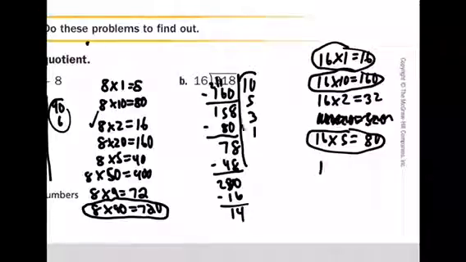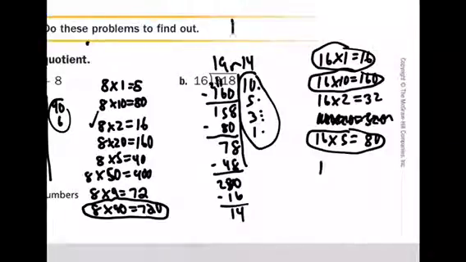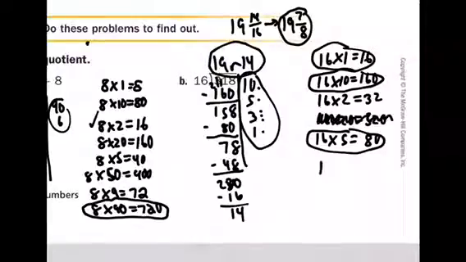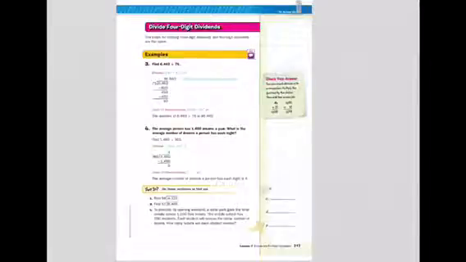So add these up. 10 plus 5 is 15. 16, 17, 18, 19. I get 19, remainder 14. Or 19 and 14 sixteenths, which reduces to 19 and 7/8. So 19 and 7/8 or 19 remainder 14 is okay for this one. All right, hopefully you had those right. Let's go on to the next page.